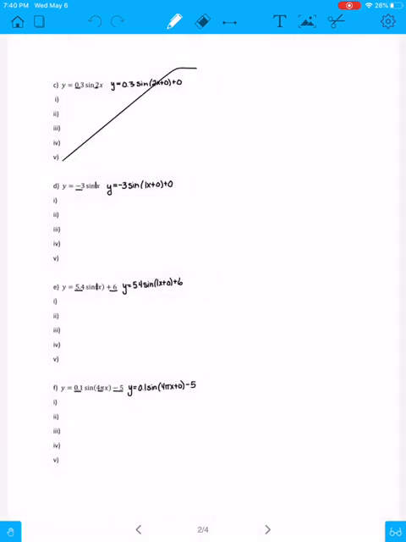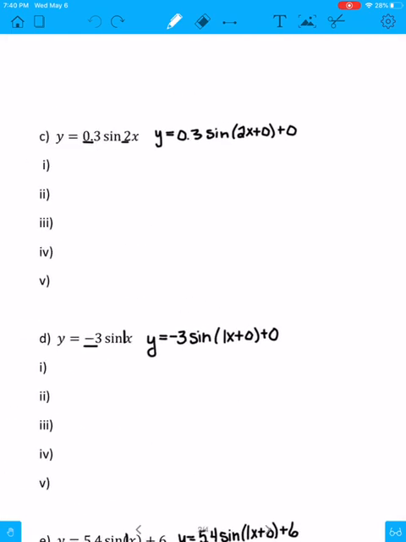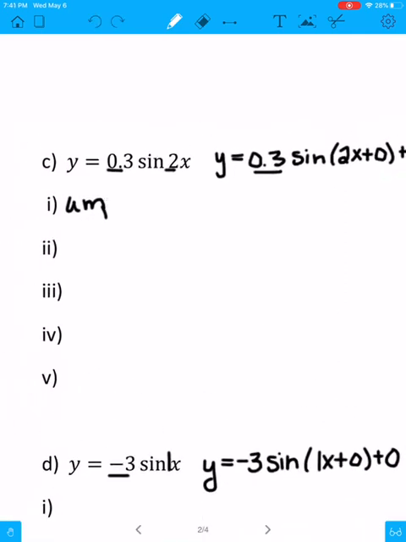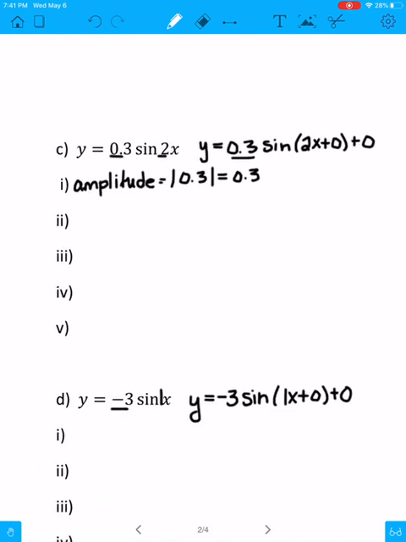Go to C. My A value is 0.3. I'm not zoomed in enough, so my writing's messy. My amplitude is always, off an equation, the absolute value of A. So the absolute value of 0.3, which is 0.3. And what is that really? That's the distance from the midline up and the distance from the midline down. Right? 0.3 up, 0.3 down, because that's what the amplitude is.